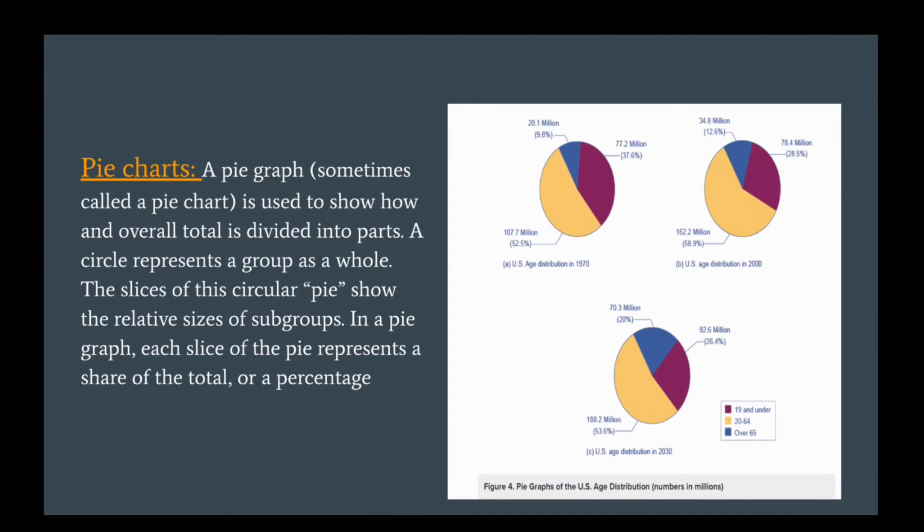The other one is the pie chart. A pie graph or a pie chart is used to show how an overall total is divided into parts. A circle represents a group as a whole. The slices of this circular pie show the relative size of subgroups. In a pie graph, each slice of a pie represents a share of the total or a percentage.